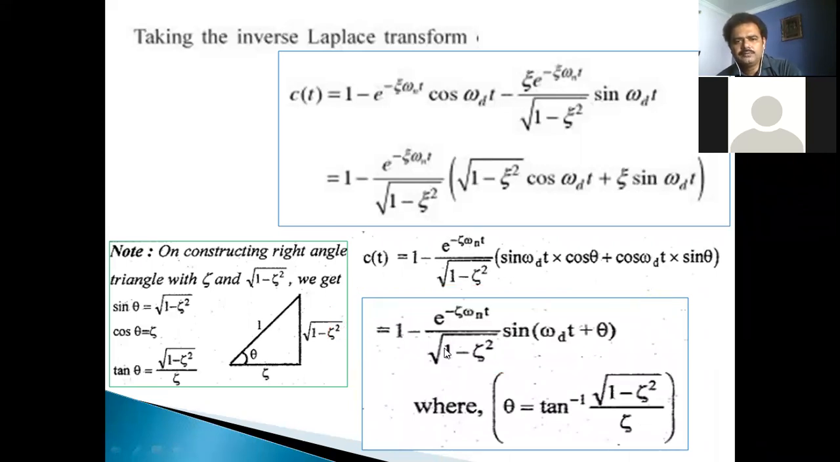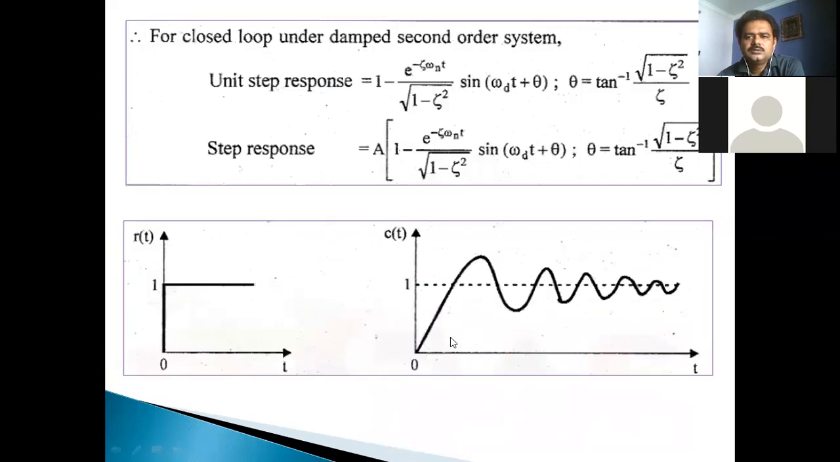Now we have obtained the response of the second order system, that is nothing but the closed loop response. So simply for unit step input, the same answer you will get. For a step input with a different magnitude, just simply multiply with that particular magnitude value. Now this is the response.